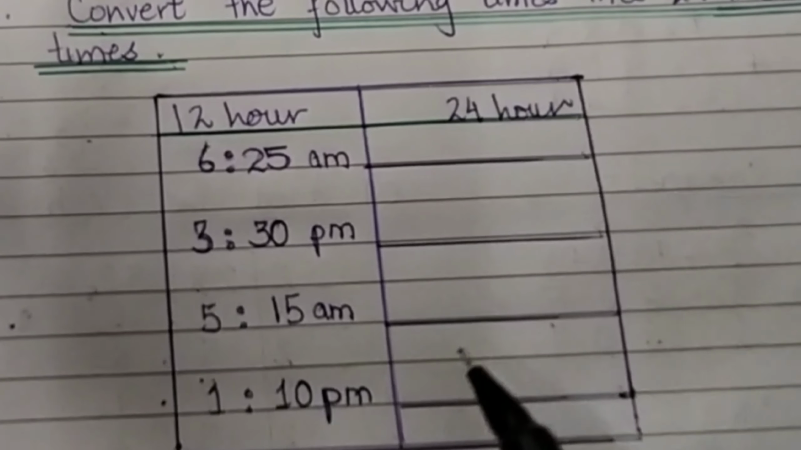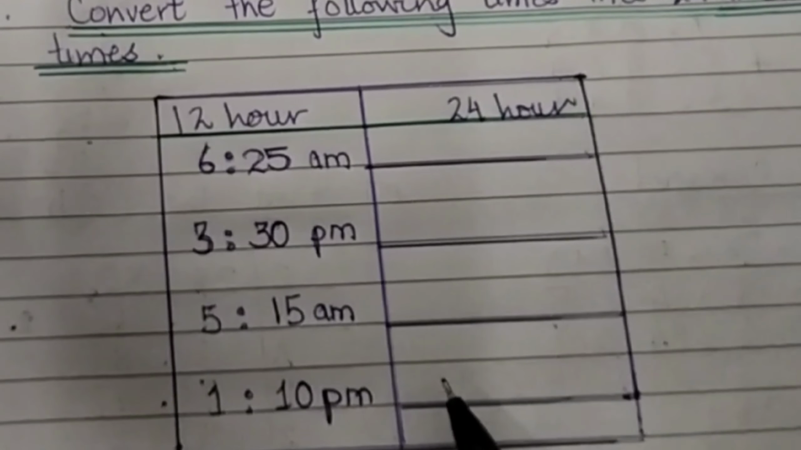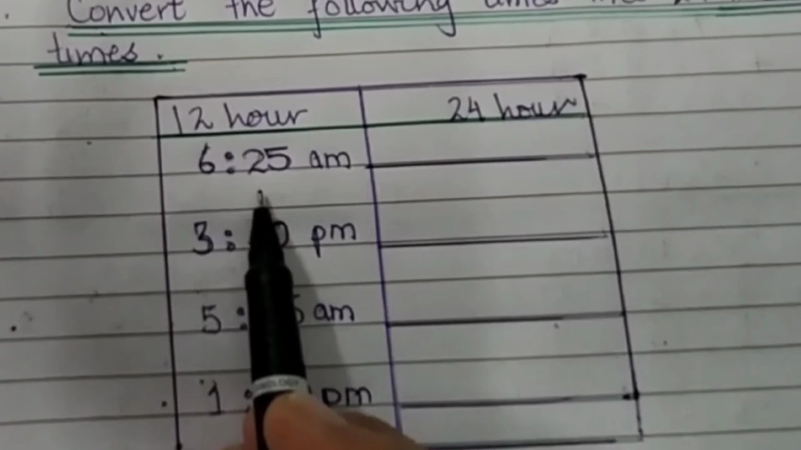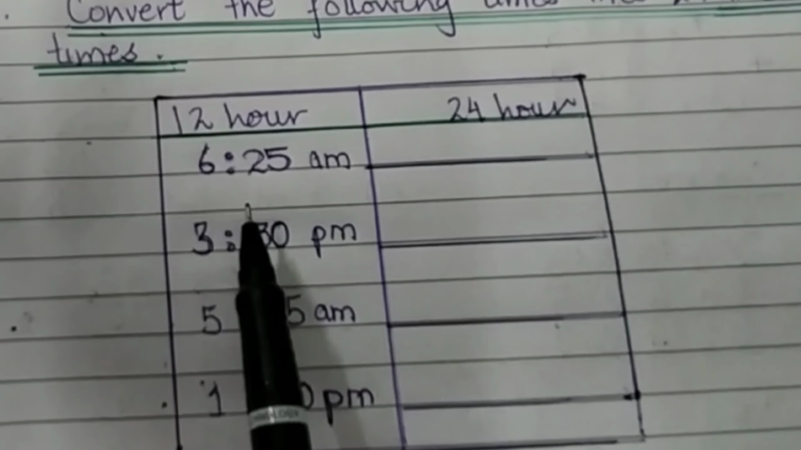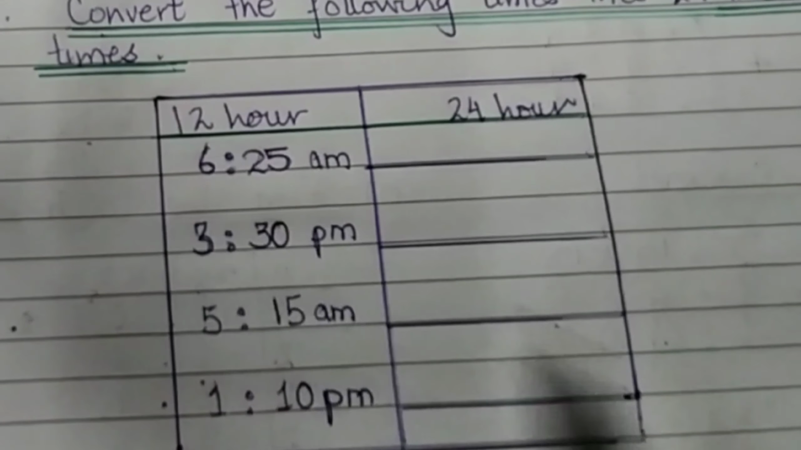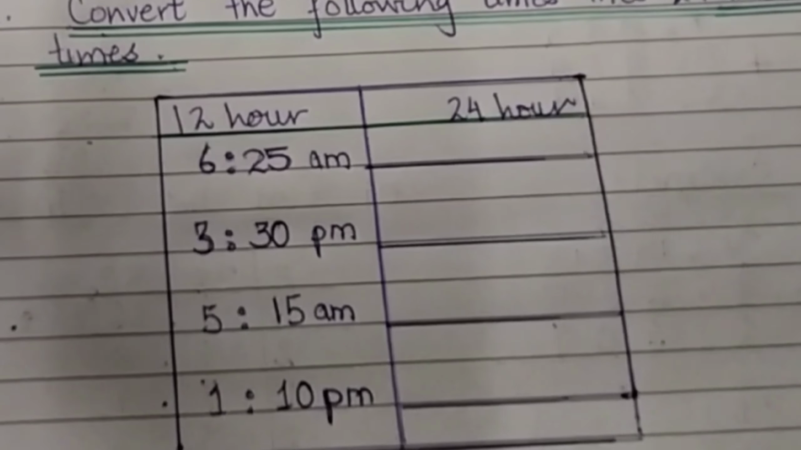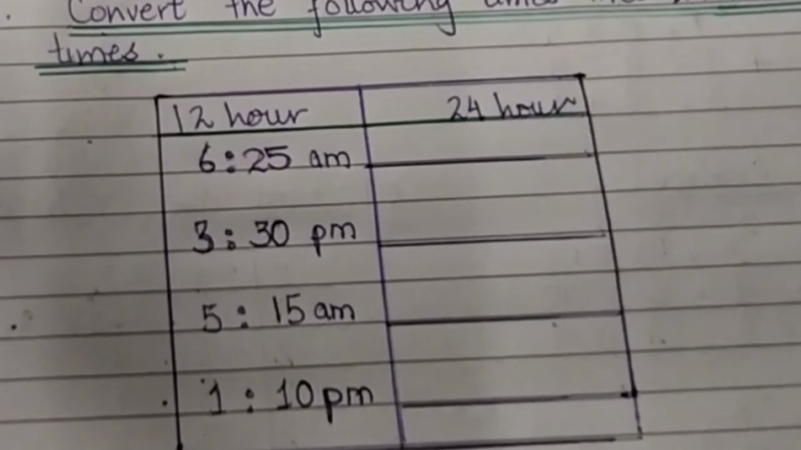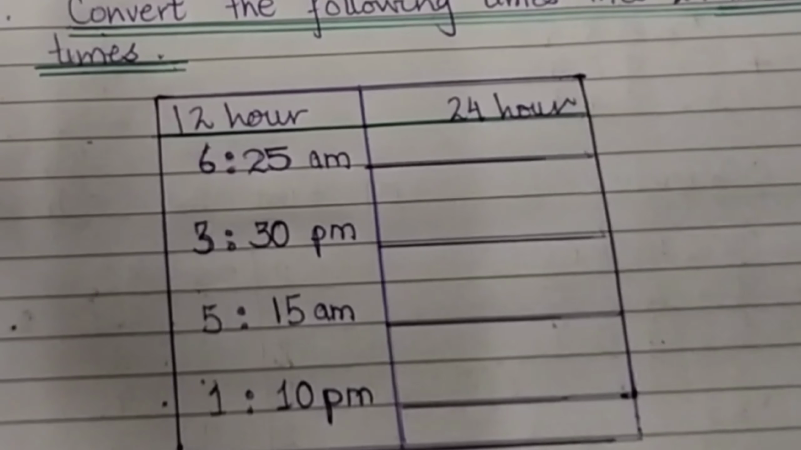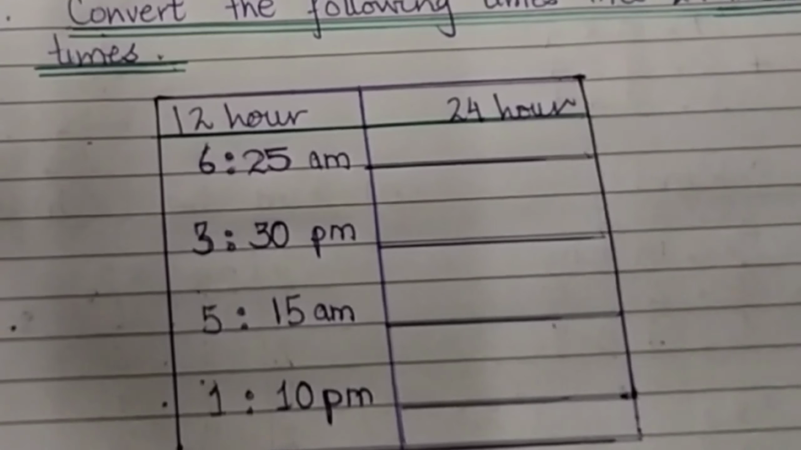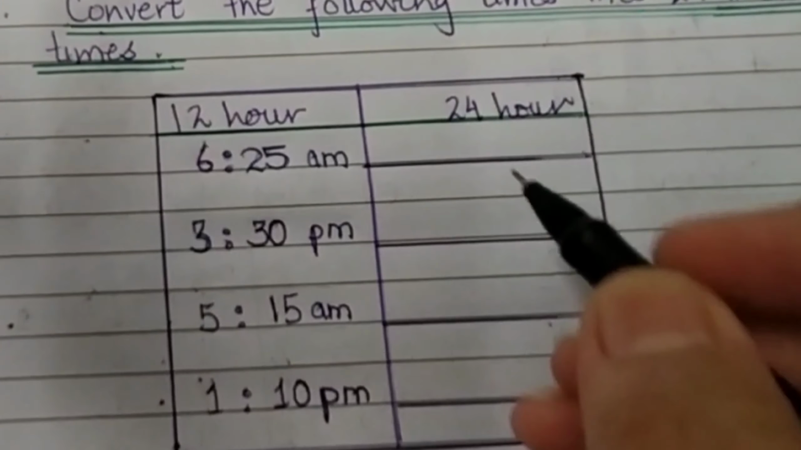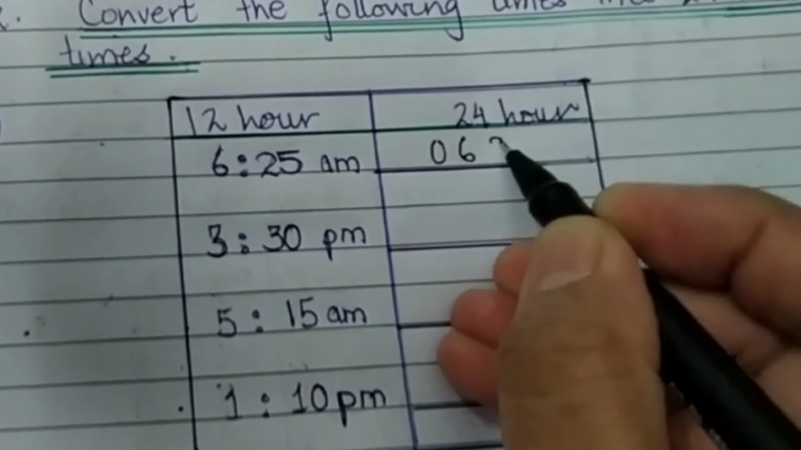Alright students, convert the following times into 24-hour clock times. We have 6:25 a.m. 6:25 a.m. is the beginning of the day. When does the day start? At 1 o'clock in the night time. It's actually a new day starting. So when the new day starts at 1 o'clock night time, it's a.m. It's the beginning of the day. The first hour is just passing. The first, and then second, and then third, and so on and so forth. 6:25 a.m. is the morning time. So we will simply write 0625.